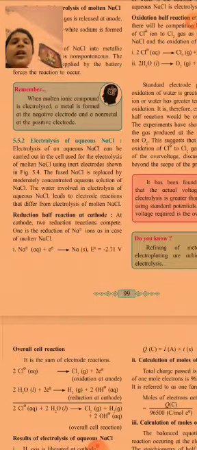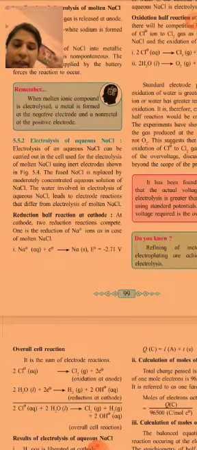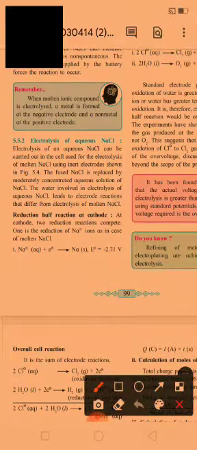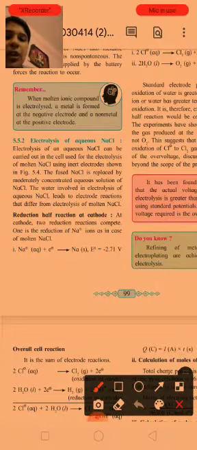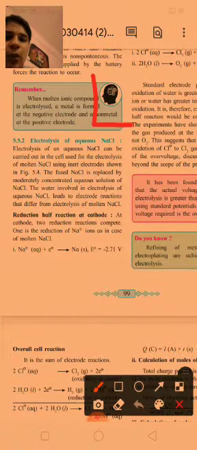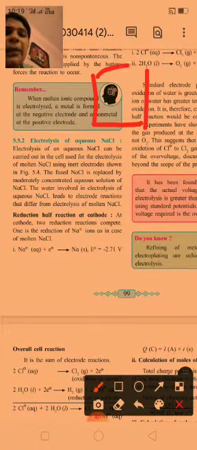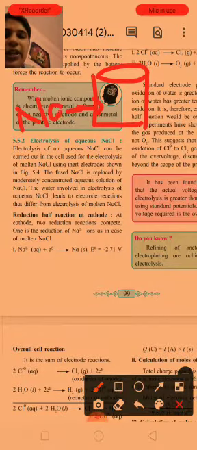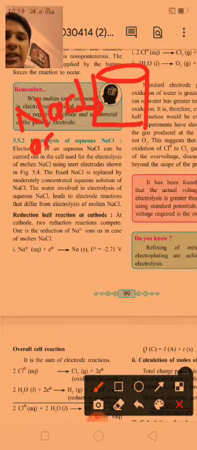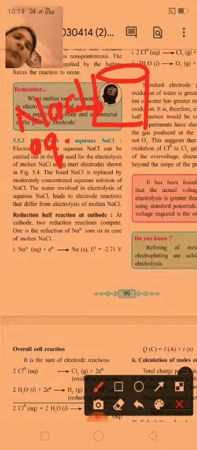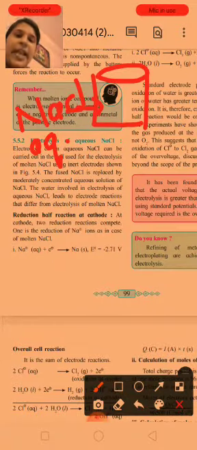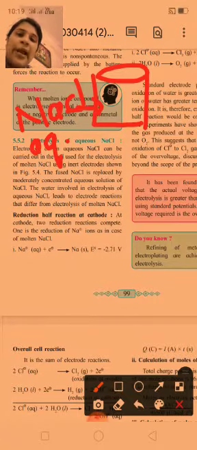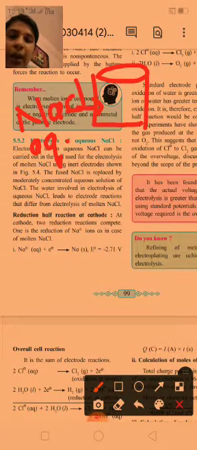So for the electrolysis of aqueous NaCl, we need some important construction over here. First, we have to consider one beaker. In that beaker, in the previous part, we took fused NaCl. Today we have to take aqueous NaCl. Aqueous means we dissolve this NaCl in water, so that during electrolysis, what happens?